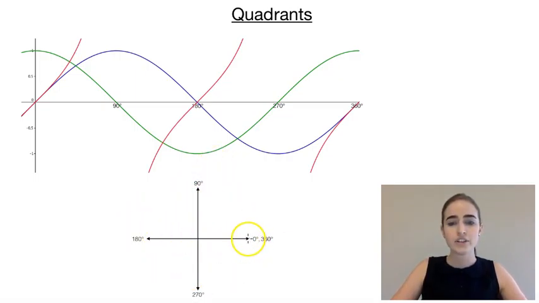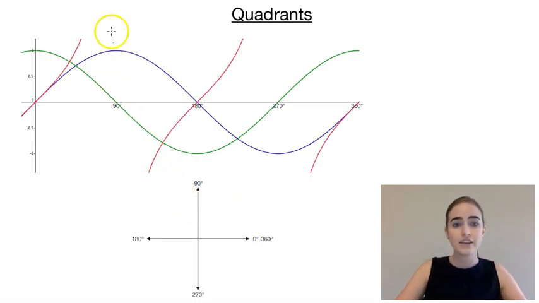So we've got our 0 degrees starting here. Our first quadrant is between 0 and 90 degrees. So on our graph here, that's sort of this direction. So you can see here that sine, cos, and tan are all above that line in this quadrant, so they're all positive. So in this one, all our trig functions are positive.